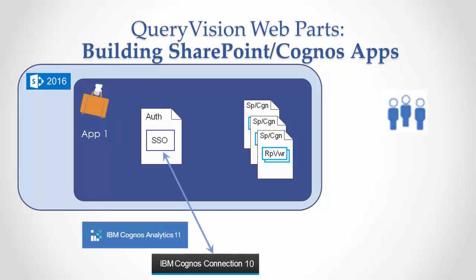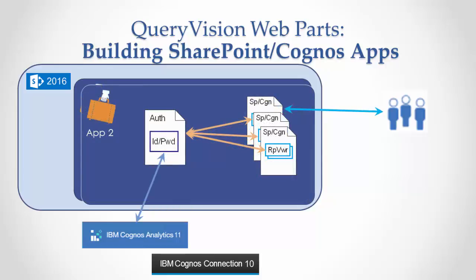Then we select the IBM Cognos server for the SSO part. And finally, we direct the content page web parts to the authentication page to log on. The result is that when a user hits an application content page and they are not authenticated, a one-time workflow will redirect to the authentication page to log the user on and return. If we were to set up a second app, we can select a different authentication type and a different Cognos server.